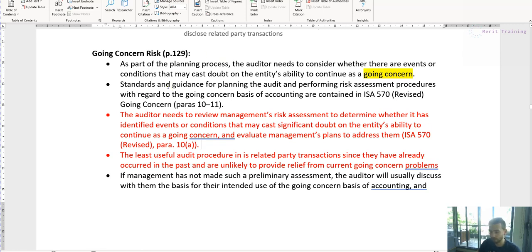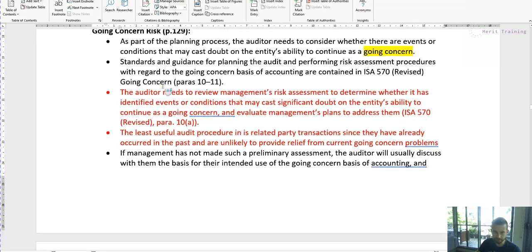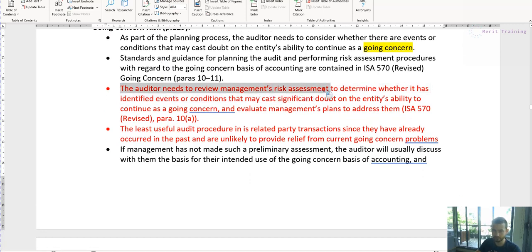Because that's, if not the most important thing, it's one of the most important things for a shareholder to know about the business. If it's not likely that the business will be around in 5 years, that's something the shareholder should know. So the auditor needs to review management's risk assessment to determine whether it has identified events or conditions that may cast significant doubt on the entity's ability to continue as a going concern and evaluate management's plan to address them.